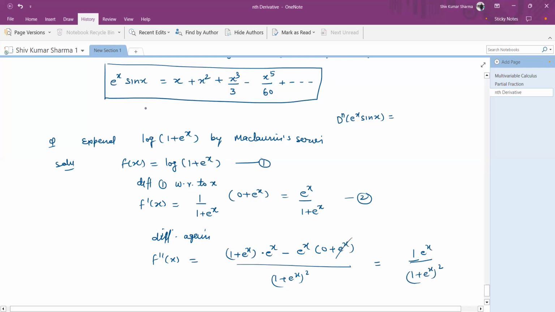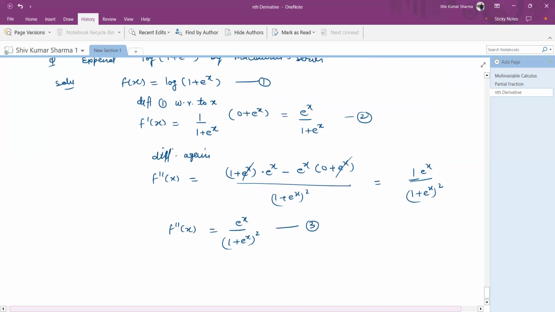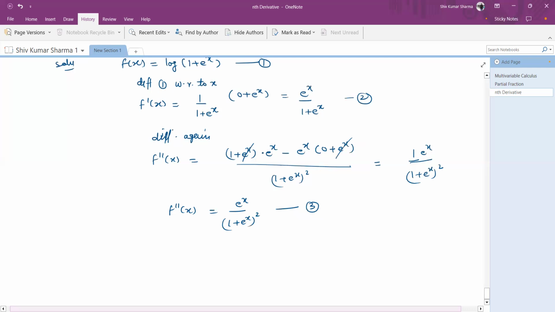Because this term has the negative sign and this has the positive sign, that term will be cancelled, and we get e raised to the power x upon (1 plus e raised to the power x) to the whole square. So this is our equation number 3. Now we obtain the third derivative. The third derivative means again differentiate.